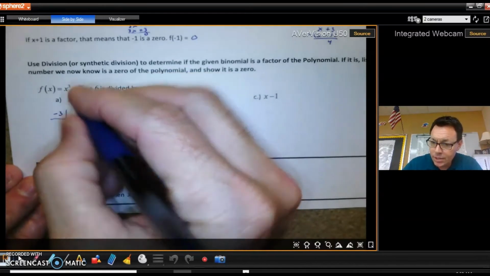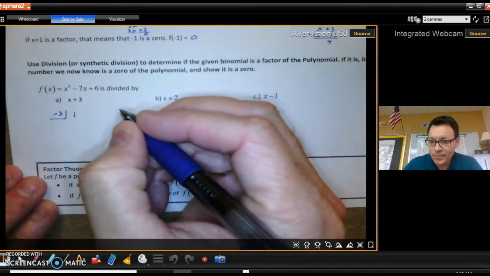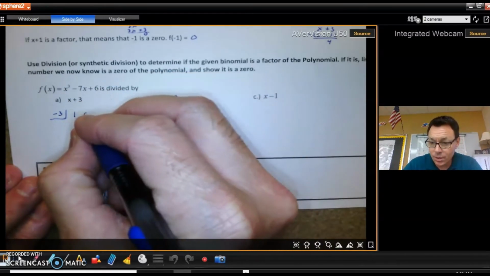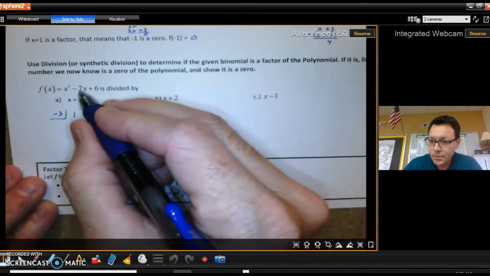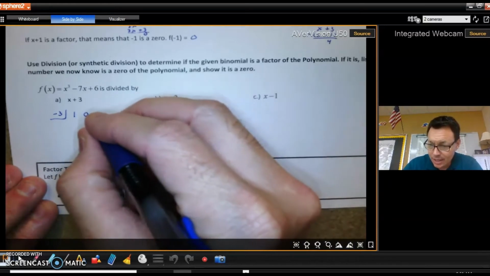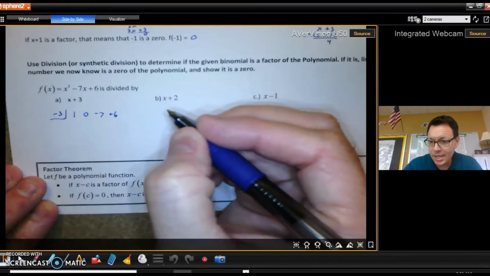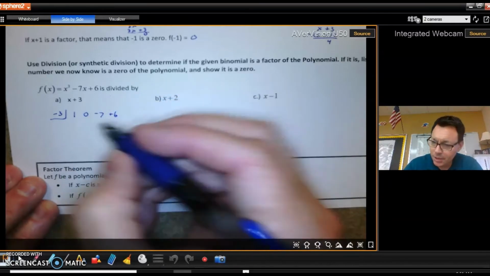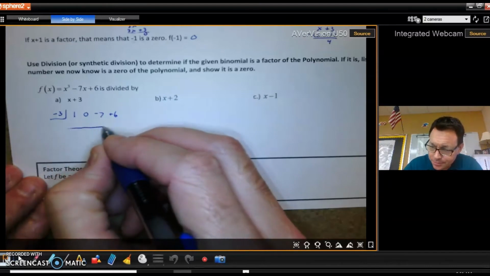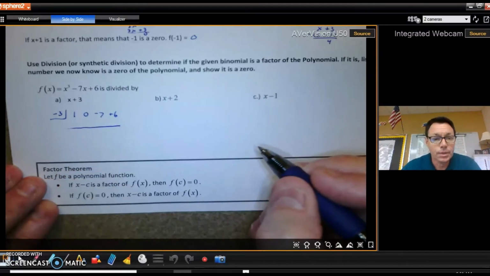So x cubed has a 1 in front of it. X squared has a 0 because it's not there. The x has a -7, and then there's a +6 on the end. Okay, a +6. I didn't really need to write the plus, but oh well. All right. And here's what you do.